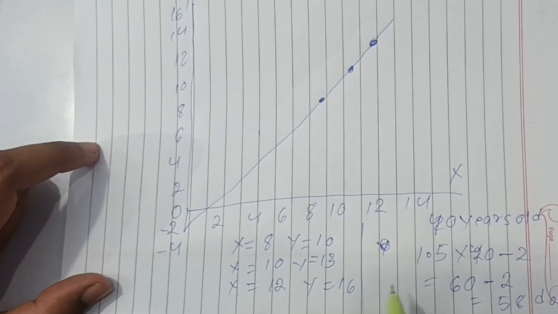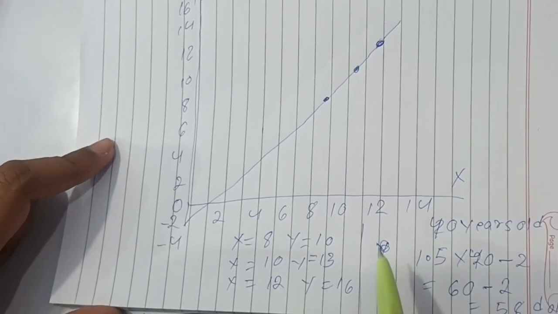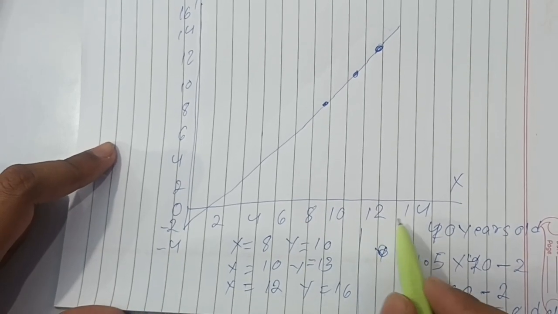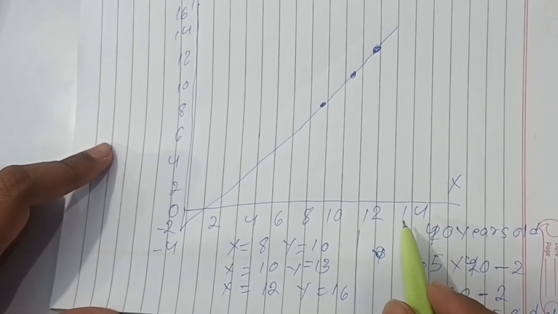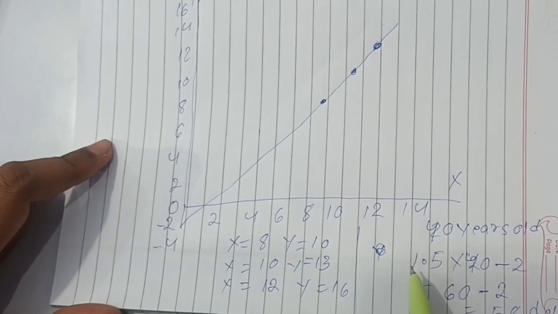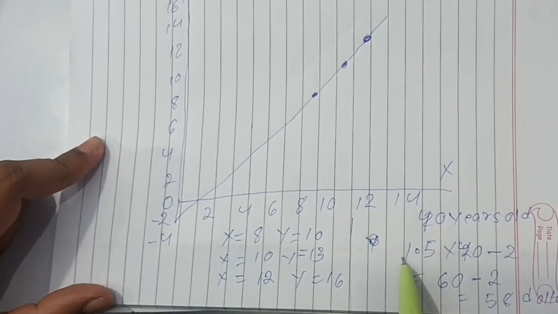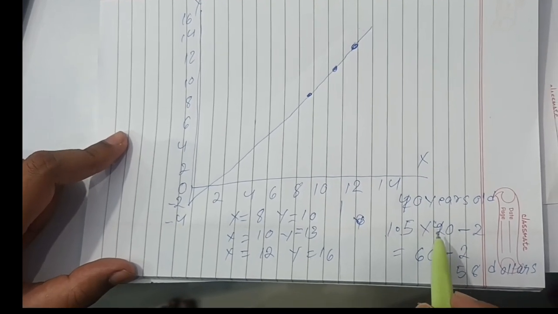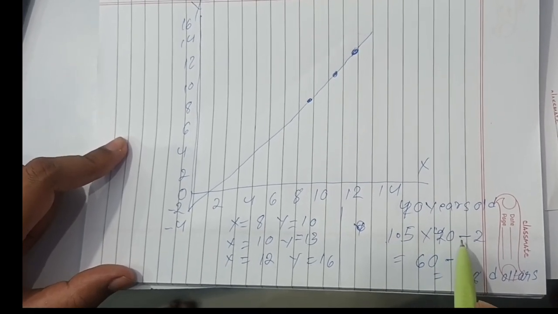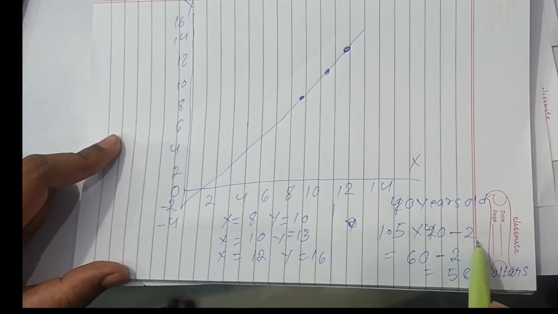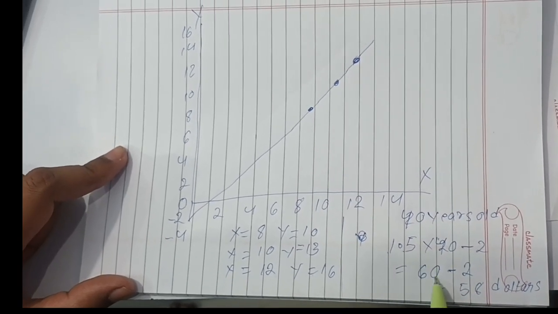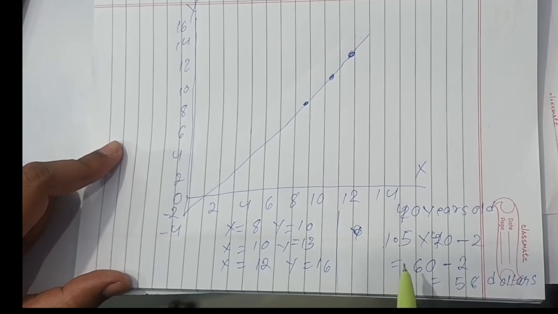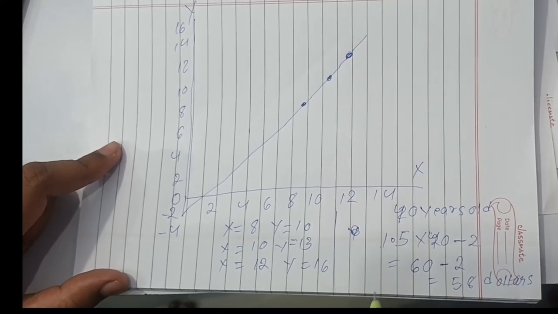Now when somebody asks you to predict the price if the age is 40 years old, you can easily do that because you have M, which is 1.5, and X, which is 40. You also have B, which is minus 2. Multiplying, this is 60 minus 2. Now we have got $58. Hopefully you have understood this.